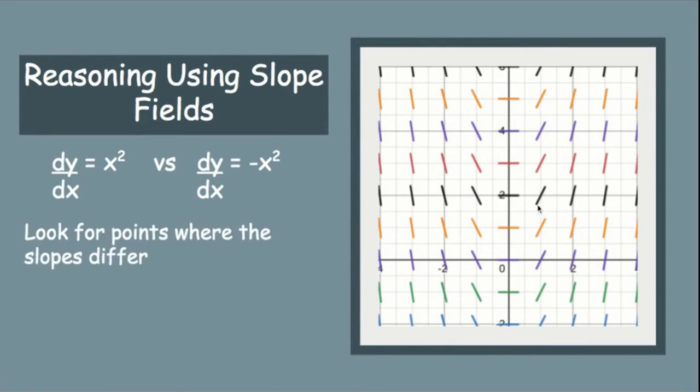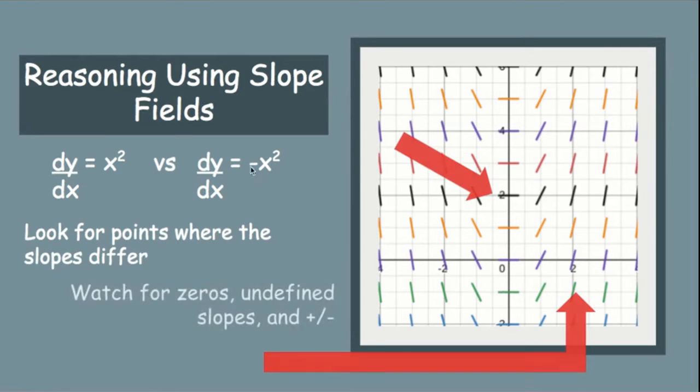Well, look at where the slopes differ, right? So on the left side, all the slopes are negative, but on the right side, they're all positive, meaning that this is roughly the shape of a positive parabola. So it couldn't be -x squared. Another important thing to look out for is zeros, where they would show up as horizontal lines. So there's a horizontal line completely down the y-axis.